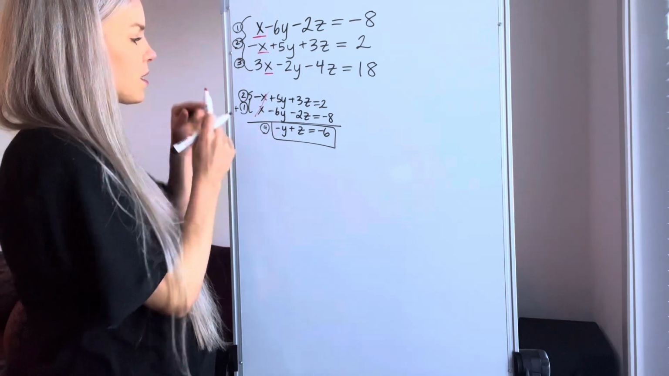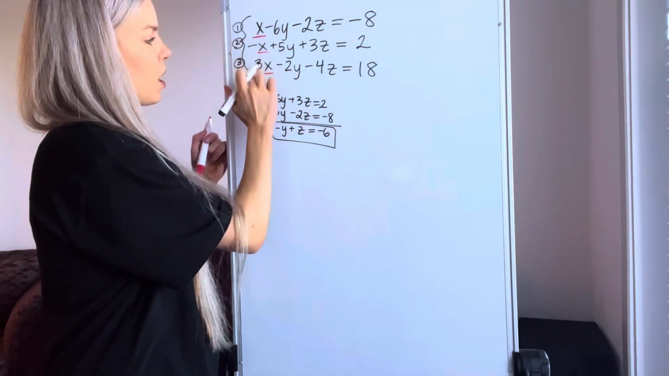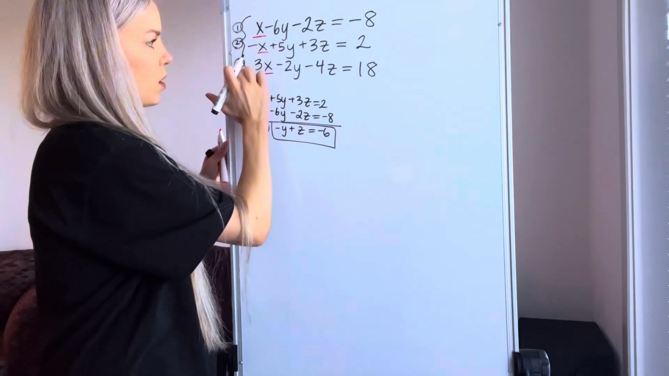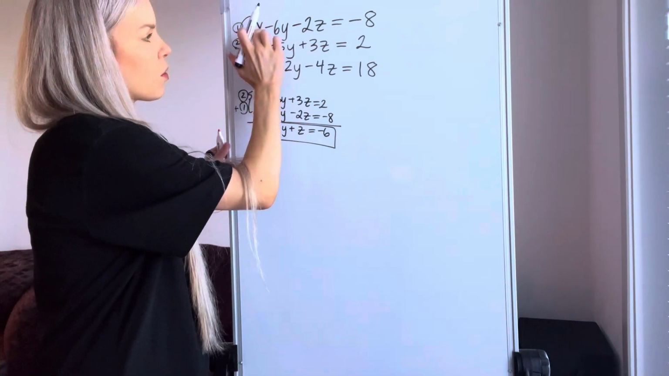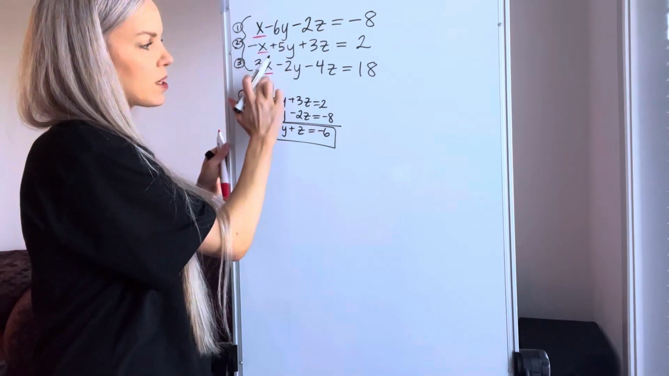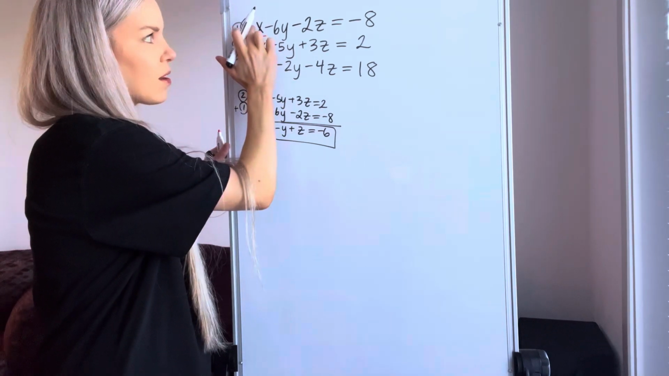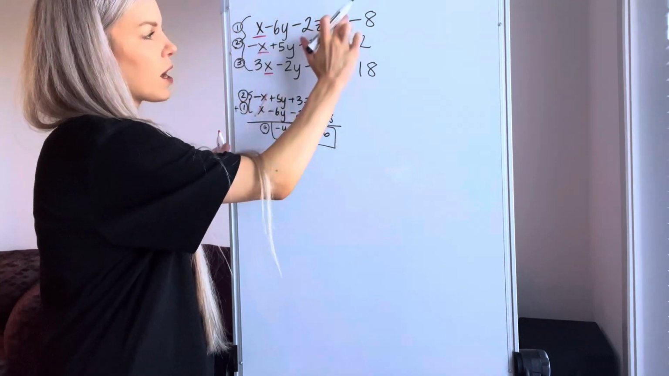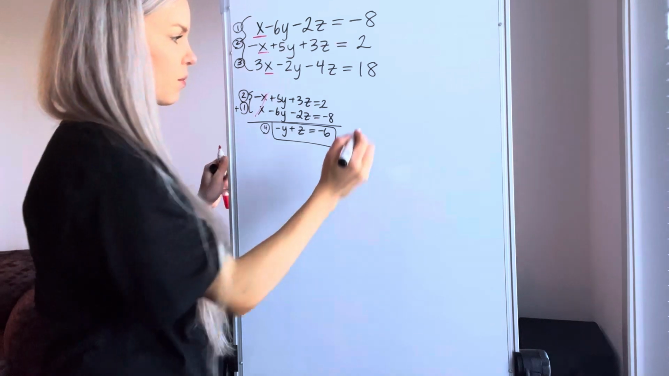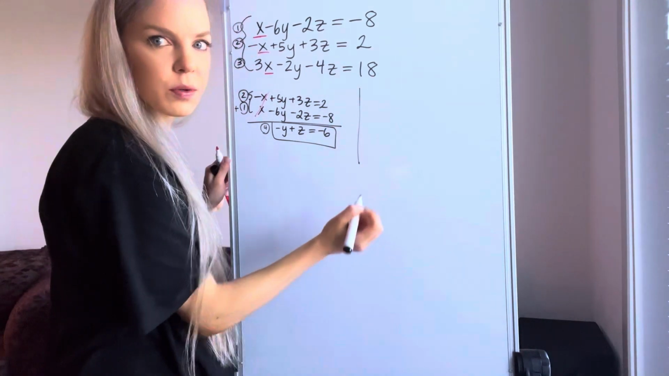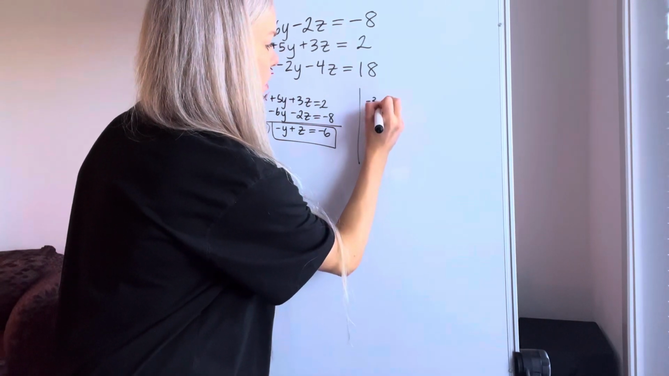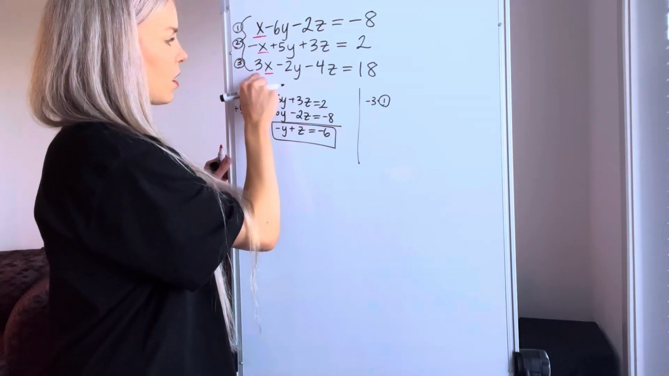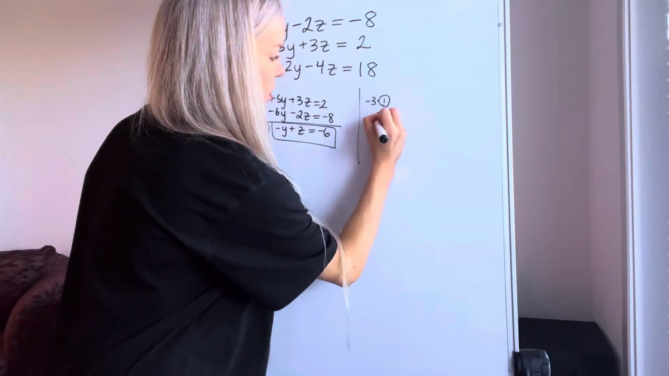We're going to do the exact same thing. We're going to use equation 1 and equation 3. We used 1 and 2, now we're going to use 1 and 3. In order for this x to cancel with this x term, I would need a negative 3 in front of this. So I have to scale this entire equation by a negative 3. I'm going to write negative 3 times equation 1, and then I'm going to write equation 3.